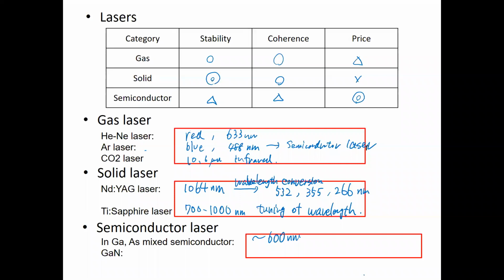Then gallium nitride, which maybe you have heard of, is around the 400 nanometer region, which is blue. And this laser is used for reading Blu-ray discs. That's why the Blu-ray is called Blu-ray, because blue light is used for reading the information. Okay.